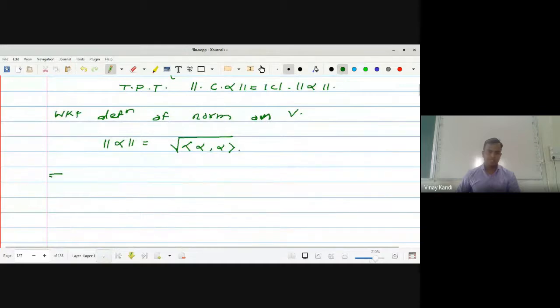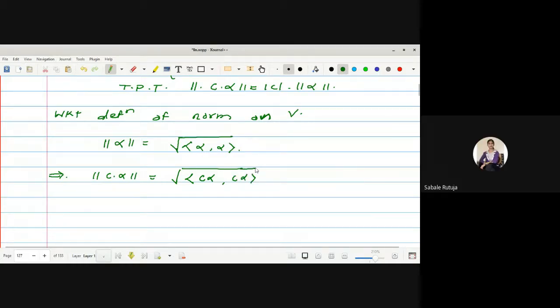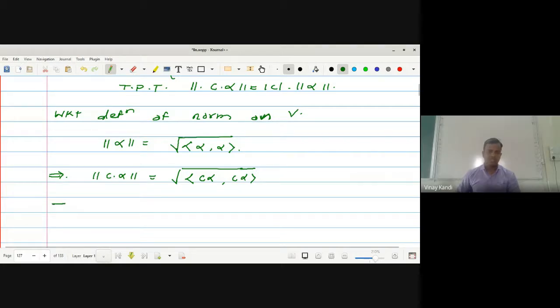So this implies, what is norm of c alpha? Instead of alpha, here take c alpha. So put down here, instead of alpha, c alpha: positive square root of inner product of c alpha and c alpha. Is it correct? Yes, sir. So taking square on both sides, what do we get? Norm of c alpha squared is equal to the inner product of c alpha with c alpha.